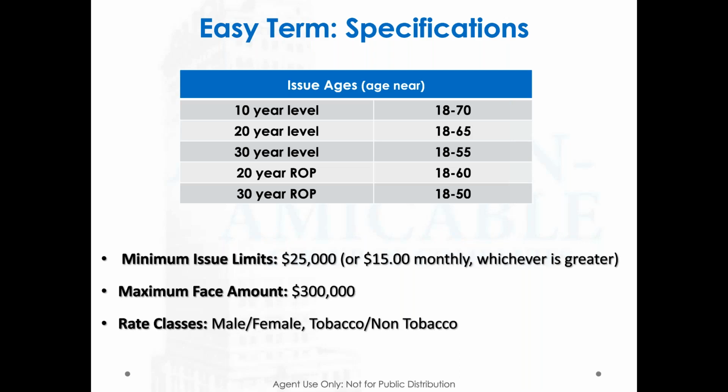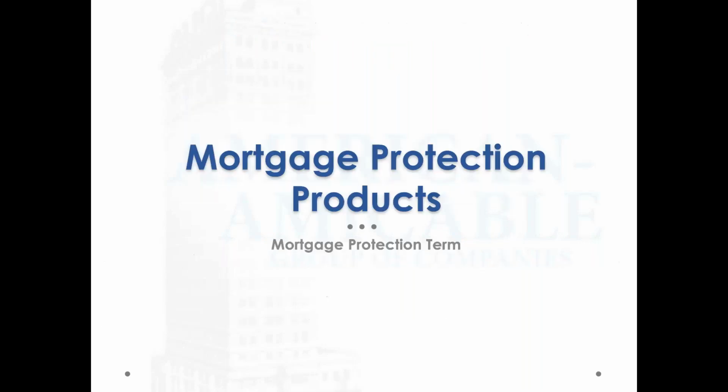Our term policies, the first 2 I'm going to talk about, are awesome for how low you can go for the actual minimum face amounts. Only $25,000 to get in. The maximum face amounts on these are each $300,000. And this product in particular looks at male, female, and then you're either tobacco or non-tobacco. We consider tobacco use to be basically anything that puts nicotine in your system. So there's that.